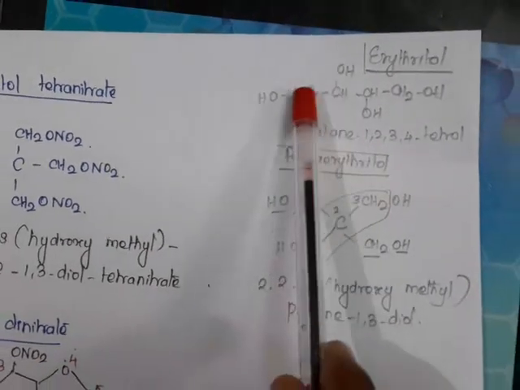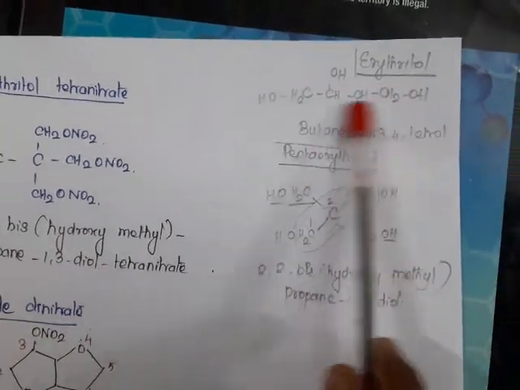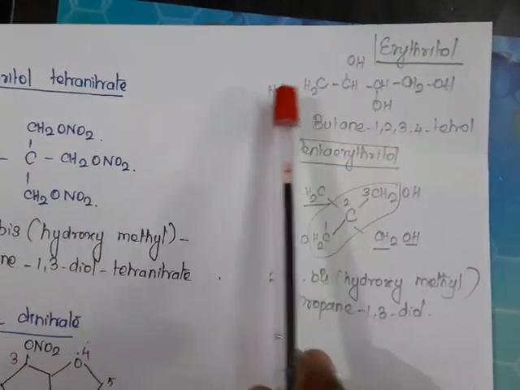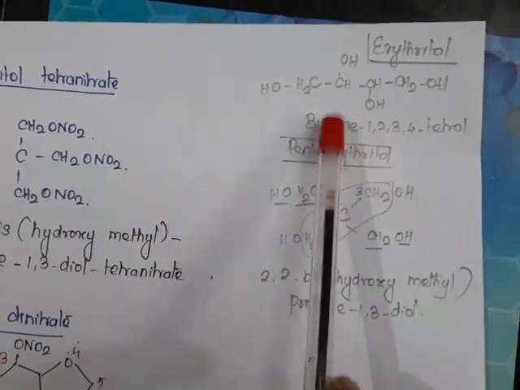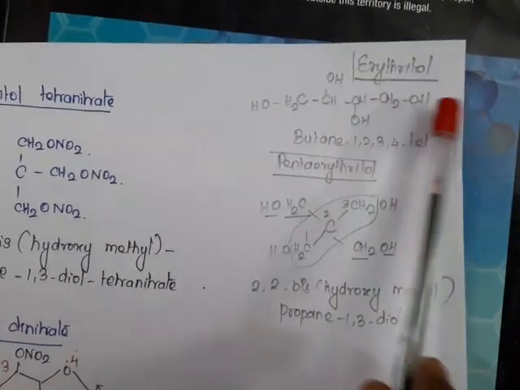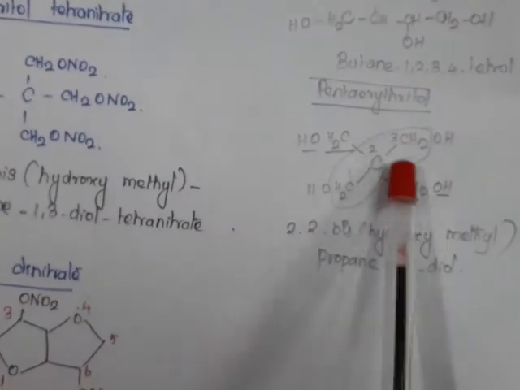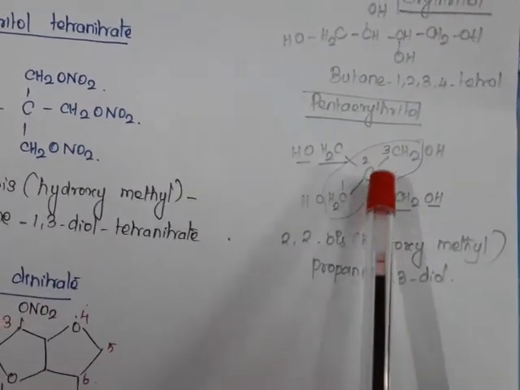The chemical name for erythritol is, this is butane, I mean 4 carbons with alkane can be called butane, and 4 are connected with OH. That's why it is called butane 1, 2, 3, 4 tetrol. So this is erythritol. Now pentaerythritol means in the center we have carbon, and the carbon is connected to 4 CH2OH.